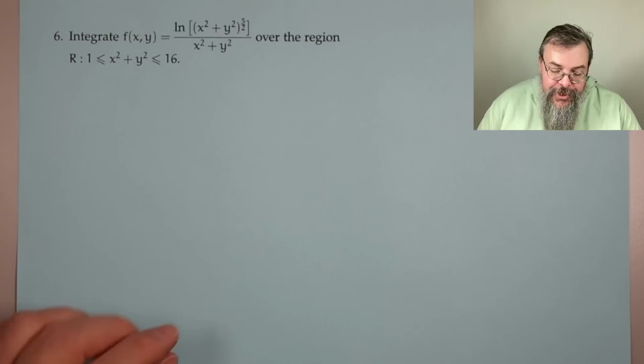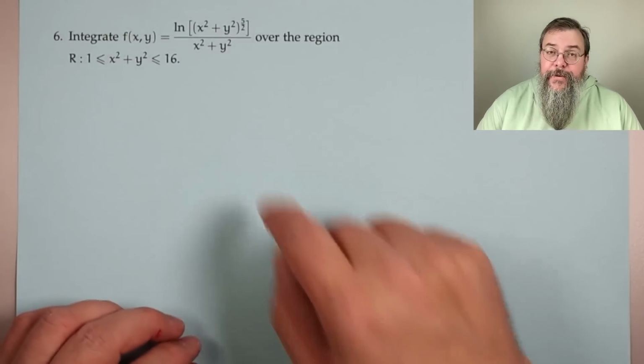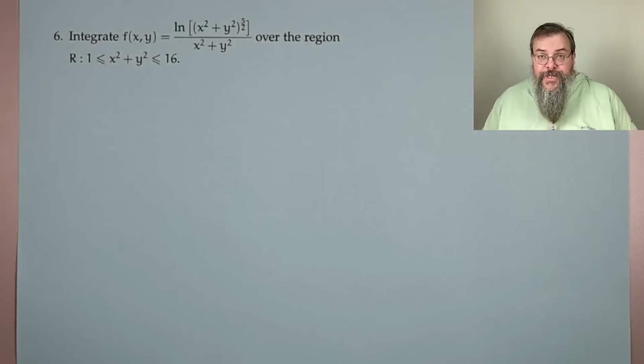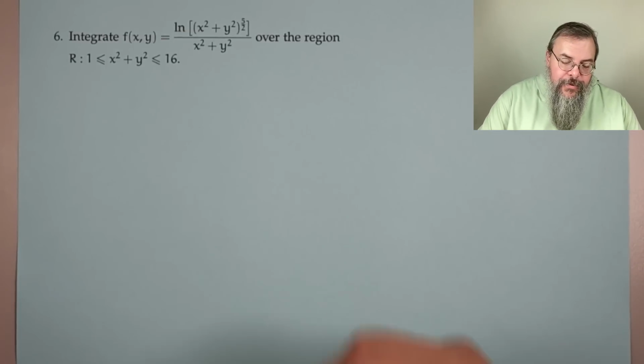Integrate the function log of (x squared plus y squared) to the 5/2 over x squared plus y squared over the region R, which has 1 less than or equal to x squared plus y squared less than or equal to 16. Ugh. This looks hopeless, right? Even our region. What is that?